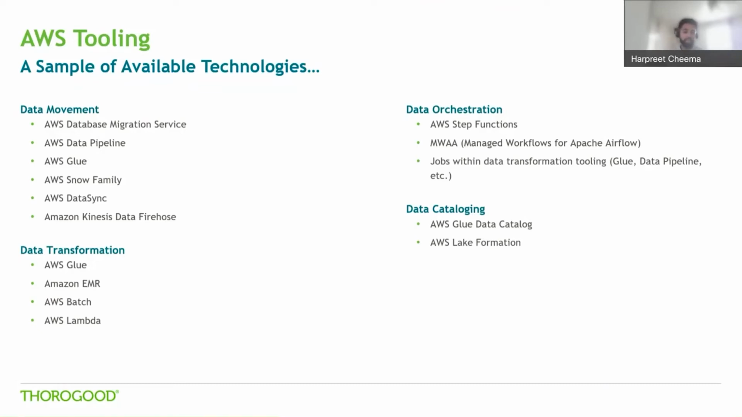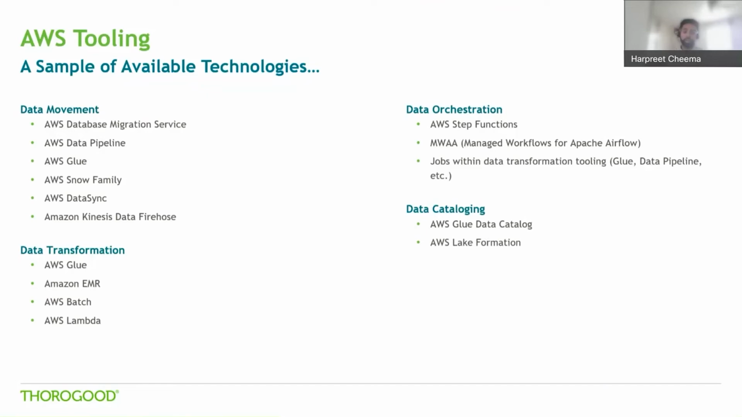In terms of data transformation, again, we can use AWS Glue. It's a tool that can be used in various different ways. We have Amazon EMR. This uses EC2 clusters for compute, which allows for more complex transformations and also the utilization of Spark. There's AWS Batch, and AWS Lambda, which is another serverless compute where you can just write code and deploy it, and you can use this for data transformation.